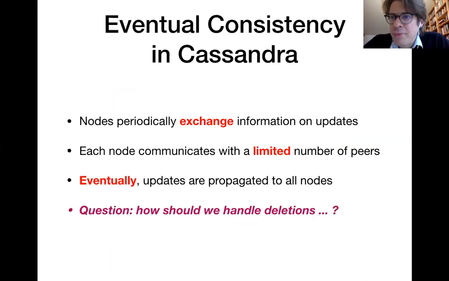Now, this is essentially what I illustrated with that little example. The way in which we achieve eventual consistency is by periodically exchanging information between those nodes. Each of the nodes only communicates with a limited number of peer nodes in order to keep the overheads reasonable. And if we do that, then eventually updates will propagate throughout the entire system.